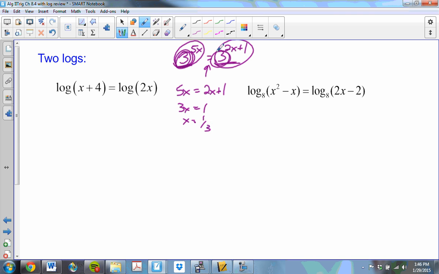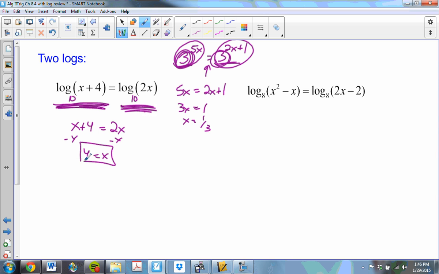We can really do the same thing over here. These both have the same base. They're both base 10. Well, this is just some number, and the only way that this number can actually equal this number is if the stuff inside the parentheses is equal. So you can really just drop the logs, subtract an x from both sides, and 4 equals x.